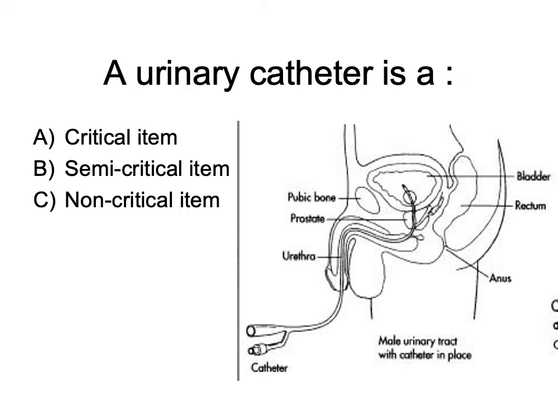A urinary catheter is A, critical item, B, a semi-critical item, C, a non-critical item. The answer is B. A urinary catheter is a semi-critical item. It does not penetrate the body tissues if it is a urinary catheter, but it is touching the mucous membranes of your urethra.